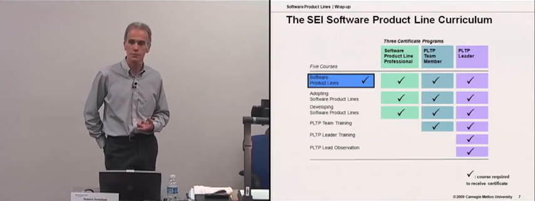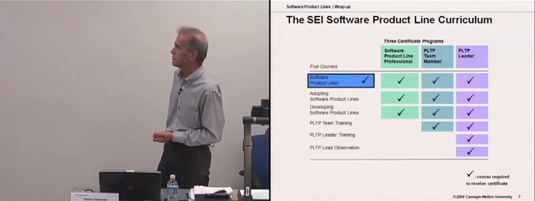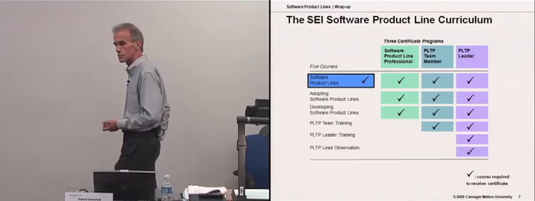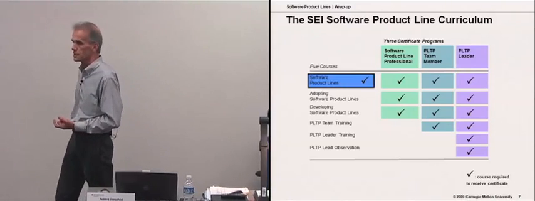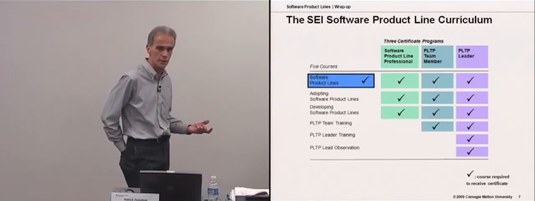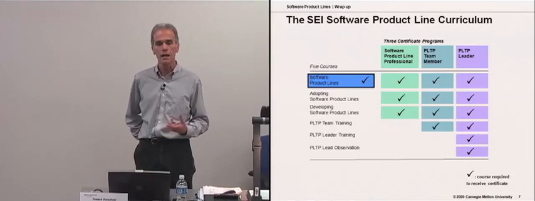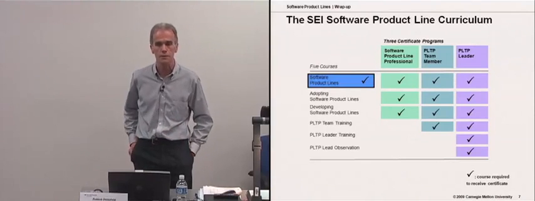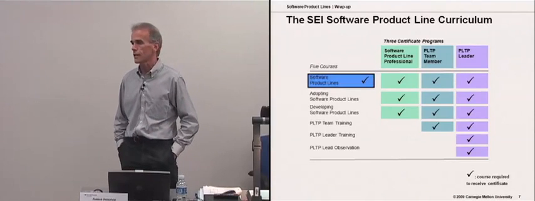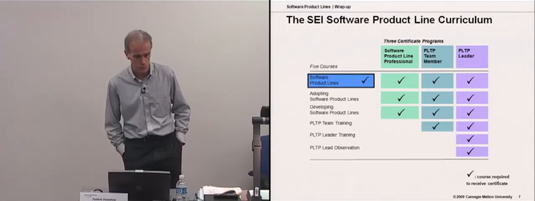So in addition to this course, we have the Adopting Software Product Lines course and the Developing Product Lines course, which gets into more details of how you come up with an adoption plan and how you would work your way through the adoption factory and the ideal model, and how you would work your way in detail through some of the specific practice areas in the framework in the developing course.